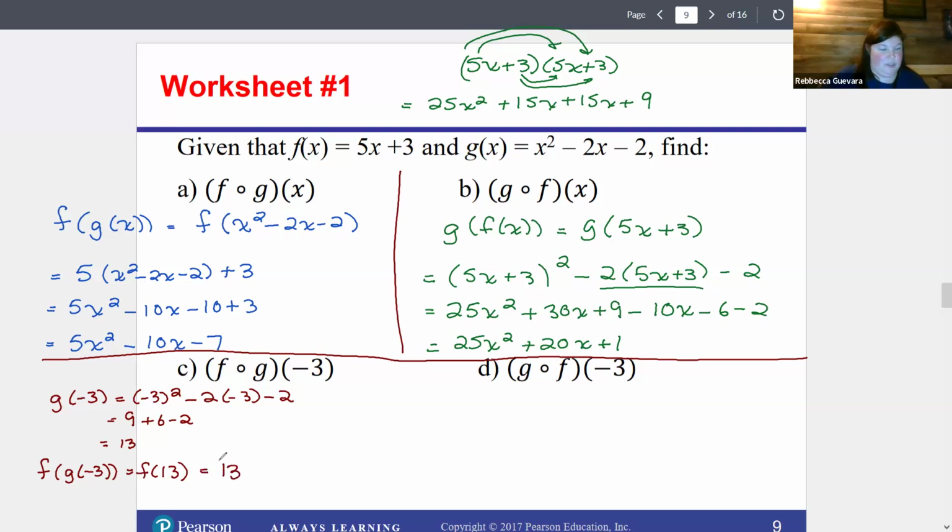So f is 5 times x, so 5 times 13 plus 3. Double check my math here. 5 times 13, there we go, get the right numbers. Yeah, that was 65. 65 plus 3, that'll leave me with 68. I was double checking. So if I took this formula here and I replaced my x with negative 3, it was going to be 68.